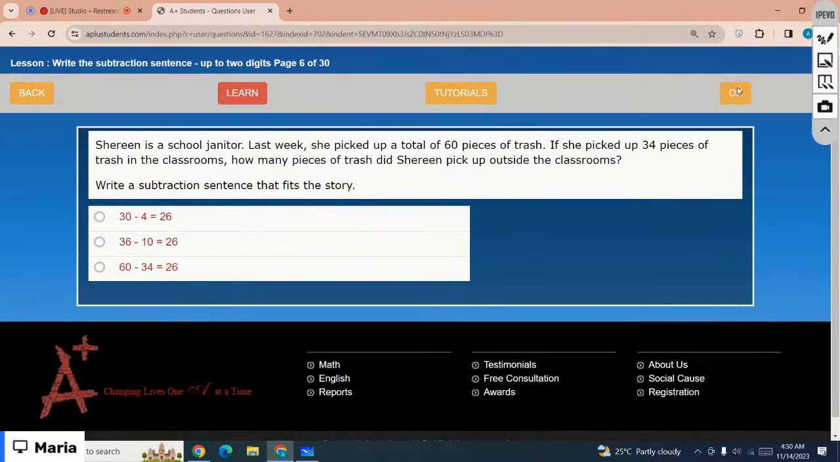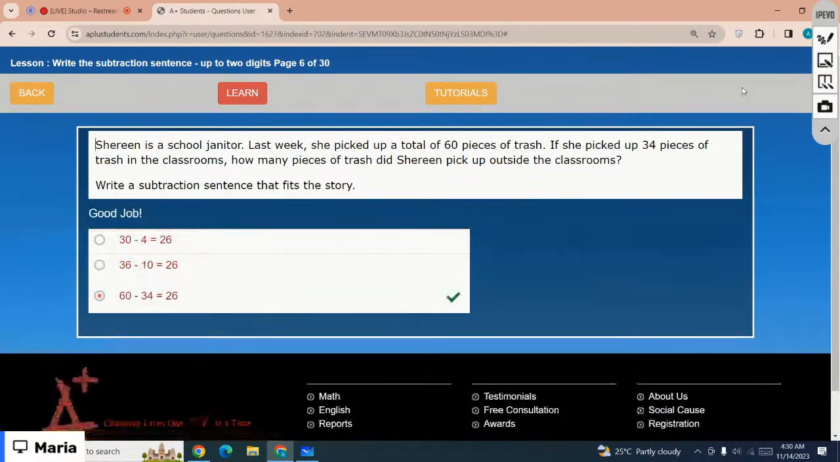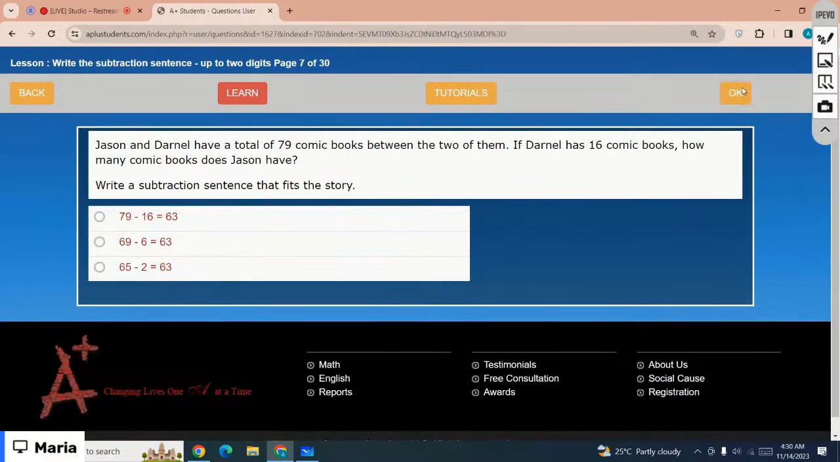The correct option is 60 minus 34, right? So the correct option is, yes, it is 26. The last option is the correct one. Okay, you can complete the lesson by yourself later today. Let's just move on to the next lesson.